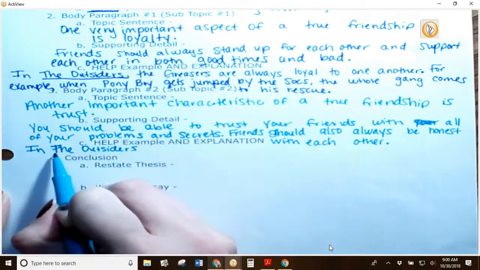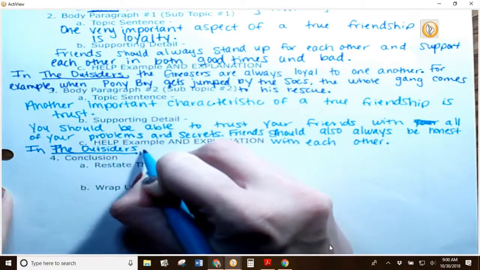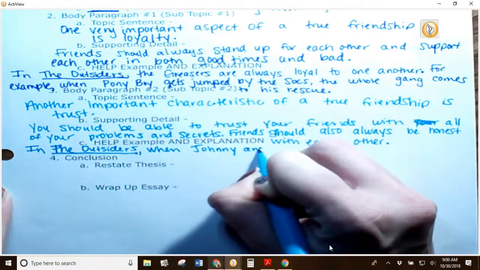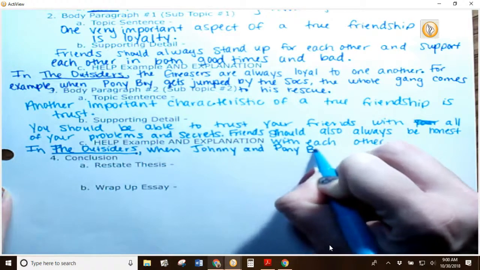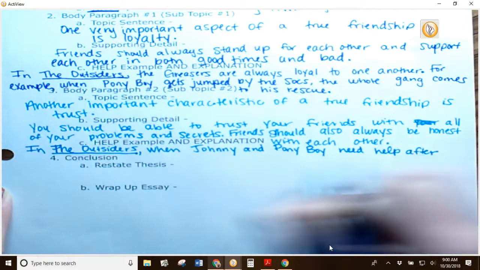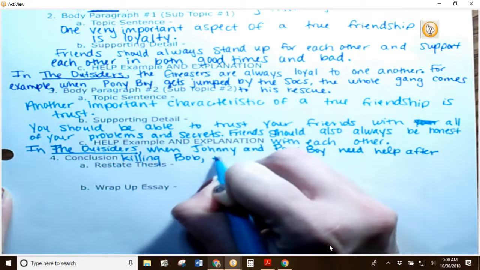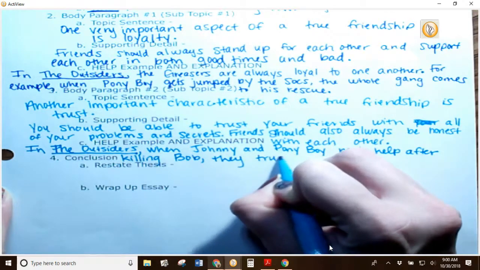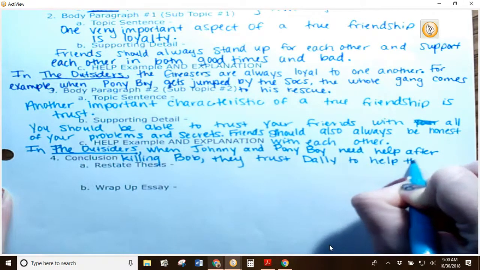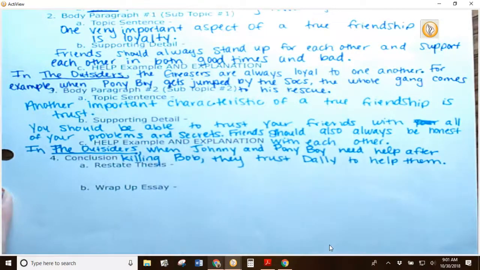Okay, remember you capitalize the and Outsiders and underline it to show it's a book. When Johnny and Ponyboy need help after killing Bob, they trust Dally to help them. Okay, and then maybe explain it. I didn't leave y'all much room, but I'm going to keep going. They trust Dally to help them.